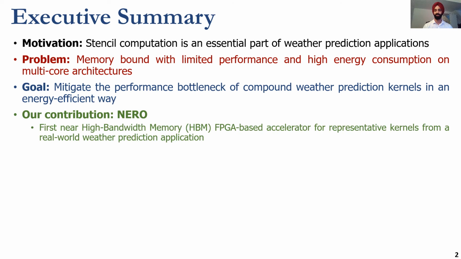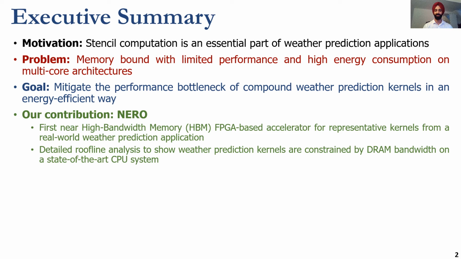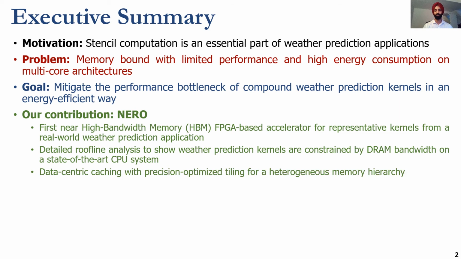NERO is the first near-high bandwidth memory FPGA-based accelerator for representative kernels from a real-world weather prediction application. Our detailed Roofline analysis shows weather prediction kernels are constrained by DRAM bandwidth on a state-of-the-art CPU system. We optimize NERO with a data-centric caching scheme with precision-optimized tiling for a heterogeneous memory hierarchy consisting of URAM, BRAM, and HBM. Also, we perform in-depth scalability analysis for both DDR4 and HBM-based FPGA boards.